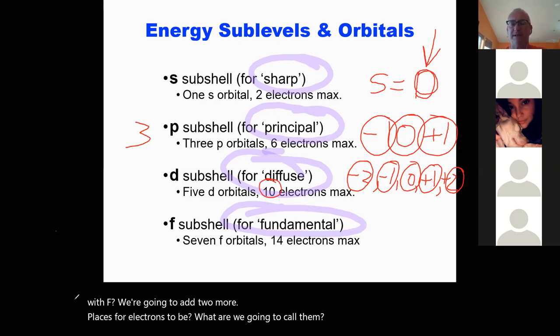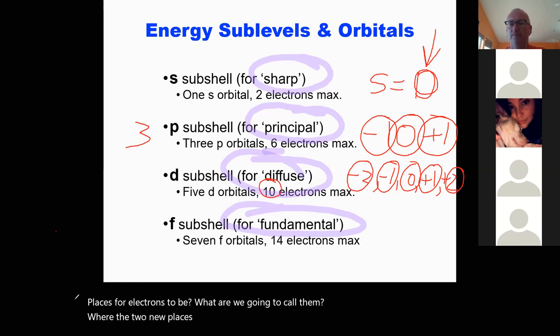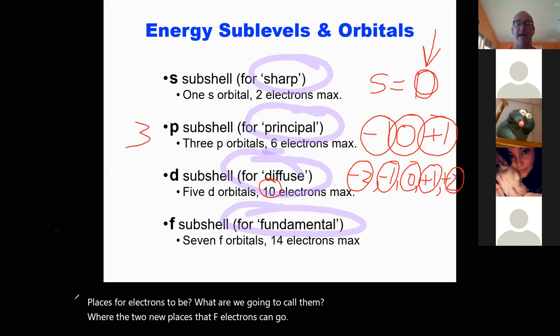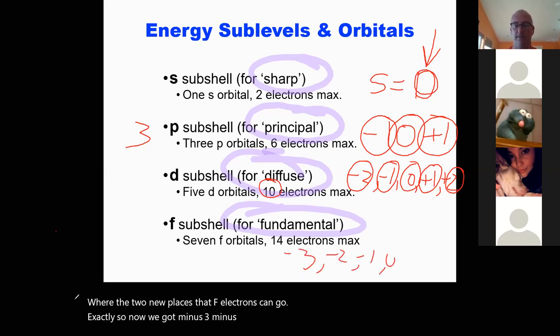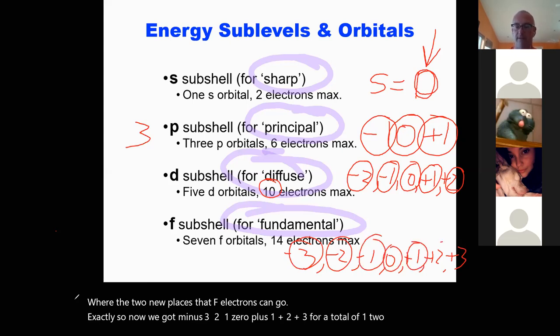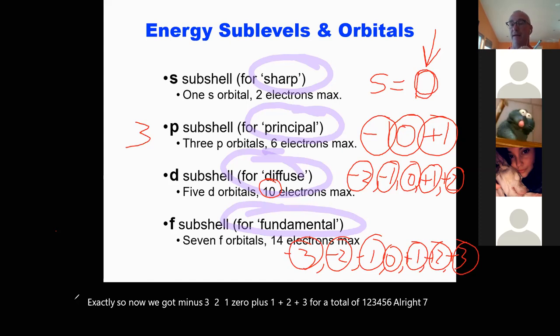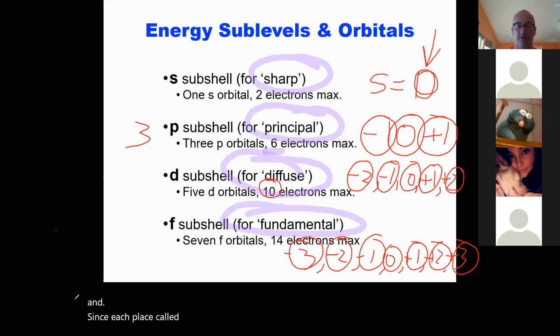Where are the 2 new places that F electrons can go? -3 and +3. Exactly. So now we've got -3, -2, -1, 0, +1, +2, and +3, for a total of 7 places. And since each place holds 2, that's 14.